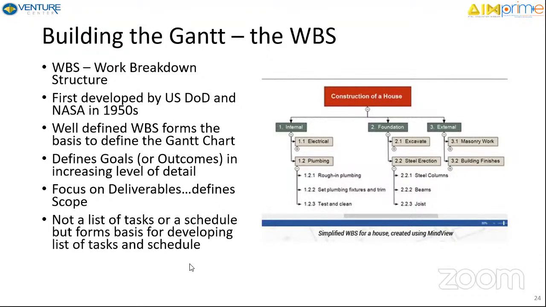To complete my internal, what all do I need to do? I need to finish electrical, I need to finish plumbing. To finish plumbing, what do I need to do? I have to finish rough-in plumbing, finish set plumbing fixtures and trim, finish my test and clean. So this is how you break it down. This is called a work breakdown structure.